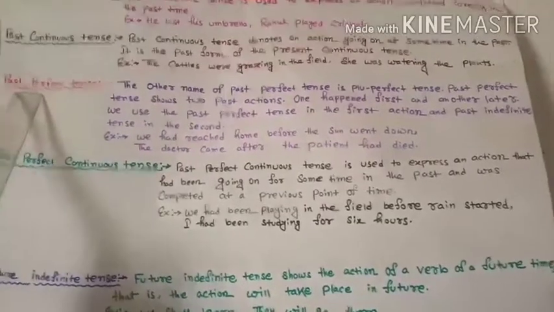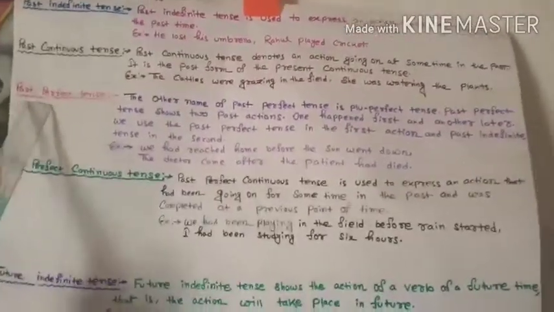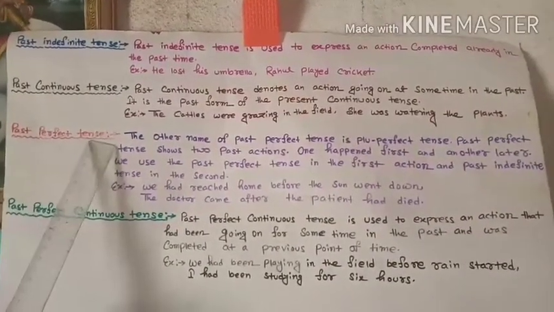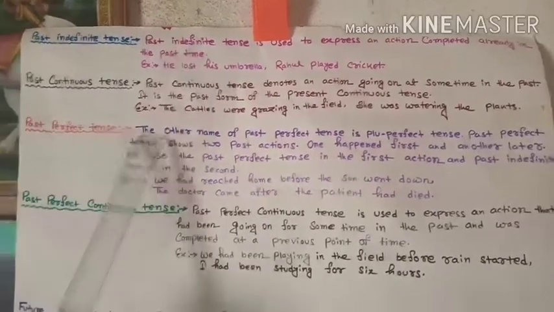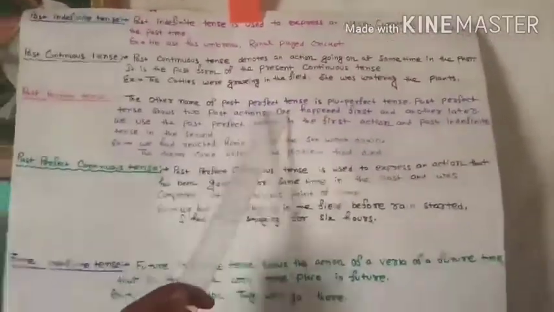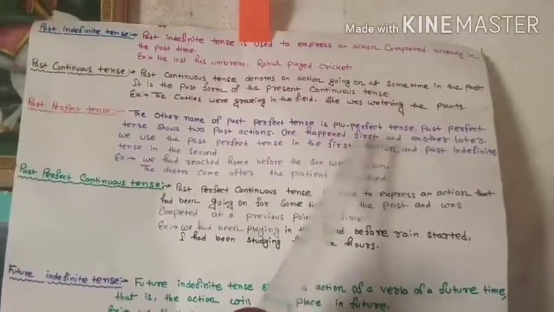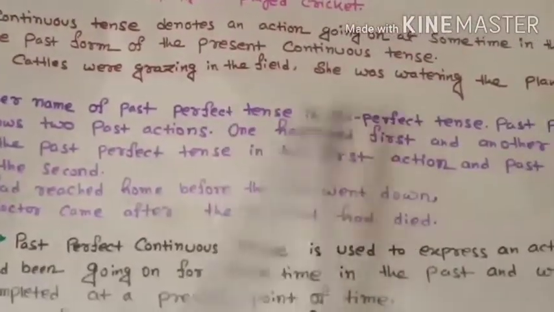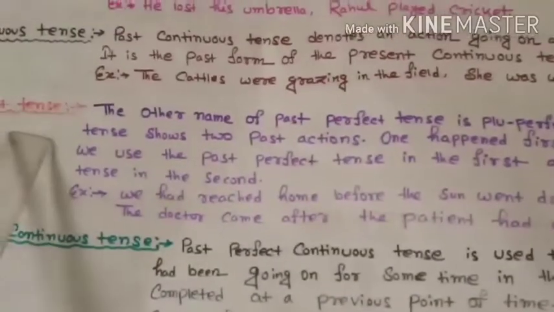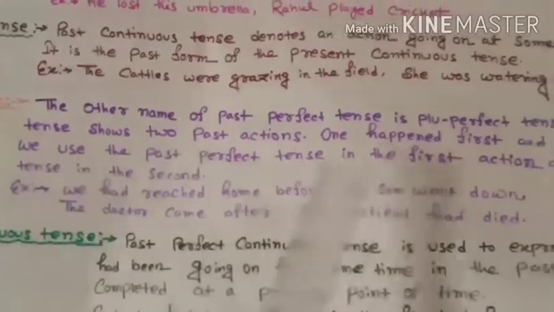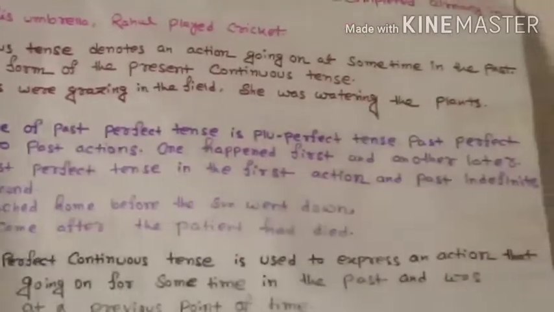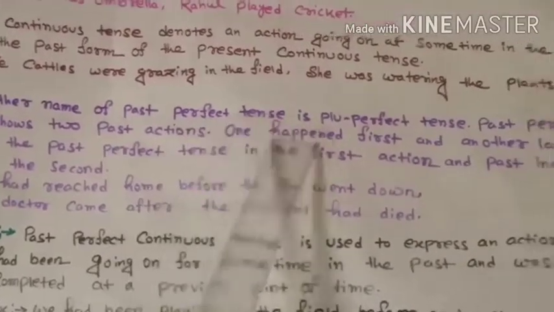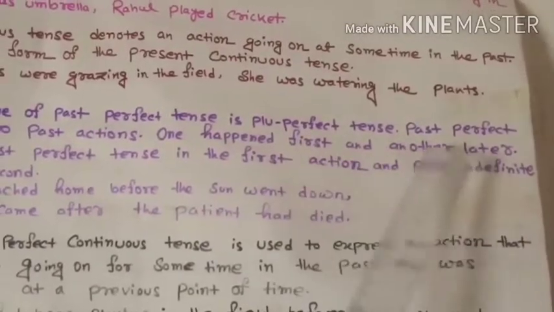Okay students, so now come to the third one. It is past perfect tense. We can see here it is past perfect tense. So what do we mean by past perfect tense? The other name of past perfect tense is pluperfect tense. So students, past perfect tense is also called pluperfect tense, and the definition of past perfect tense or pluperfect tense is like this. Past perfect tense shows two past actions, one happened first and another one later.